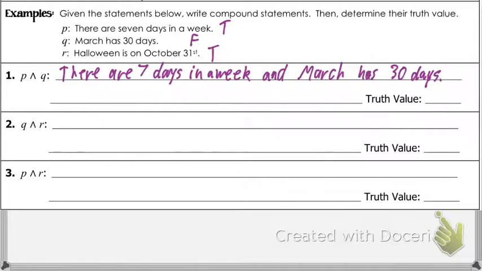For these conjunctions to be true, we said both had to be true. Are both P and Q true? No, so this statement is false. There are 7 days in a week and March has 30 days. That's not a true compound statement because one of them is false, so it makes the whole thing false. Does that make a little more sense than it did earlier? I'd hope so. Let's look at number 2 together.